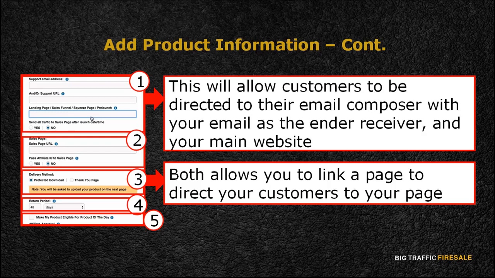Your next option will either allow your affiliate to have access to your sales page or not. If you only want your affiliate to generate traffic to your sales page, it's best to not allow them to have access to it. Moving on is your delivery method. You have 2 options here. You either direct customers to your protected download page or direct them to a thank you page. Adhering to your type of business, either option is entirely up to you. In the end, both allow you to link a page to direct your customers to your URL.